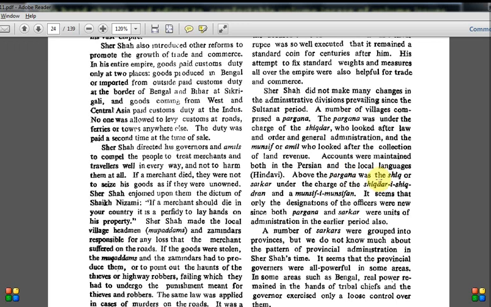So above the paragna was the Shik or Sarkar, under the charge of the Shikdar-i-Shikdaran and Munsif-i-Munsifan. Just try to remember the general names, the Shikdar and Munsif. These people are allowed to look into the land revenue of this paragna. Paragna is a group of villages. Now it seems that only the designations of the officers were new, since both the paragna and sarkar were units of administration in the earlier period. So before Sher Shah also this paragna and sarkar were already there, but this kind of terminology, the Shikdar-i-Shikdaran and Munsif-i-Munsifan, was actually brought by Sher Shah. The whole concept is the same, but he organized it properly.